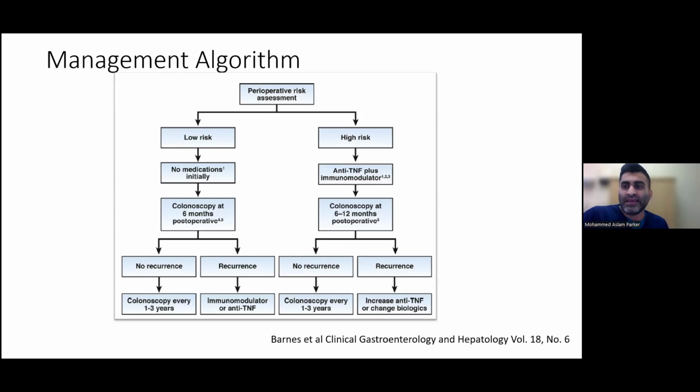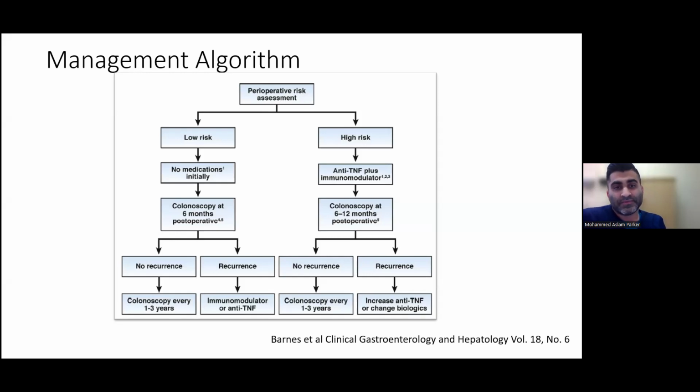one can do a fecal calprotectin at 3 months. And if the value of the fecal calprotectin is less than 50, colonoscopy can then be done at a year. If the value of the calprotectin is more than 150, colonoscopy should be performed at 6 months. If there's no recurrence on that initial colonoscopy, colonoscopy can then be performed every 1 to 3 years. If there is recurrence, the patient can then be started on an immunomodulator or anti-TNF medication.